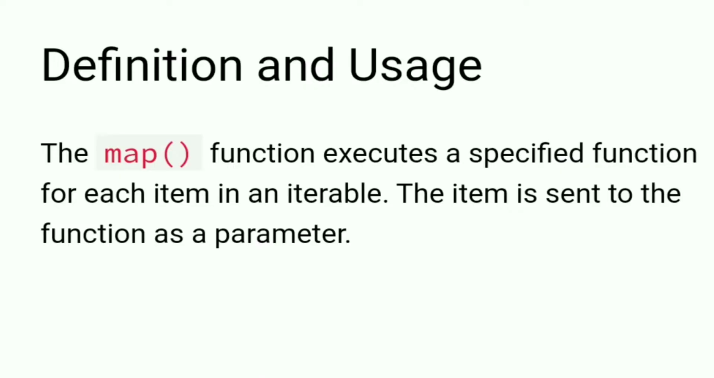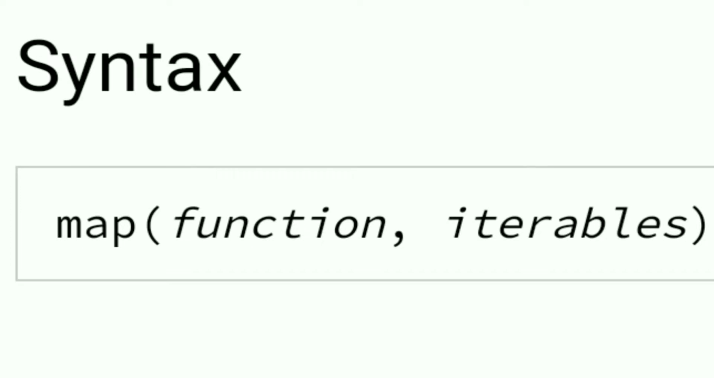The map function executes a specified function for each item in an iterable. The item is sent to the function as a parameter. Just watch the syntax of the map function. It has two parameters. First one is function and second one is iterables.